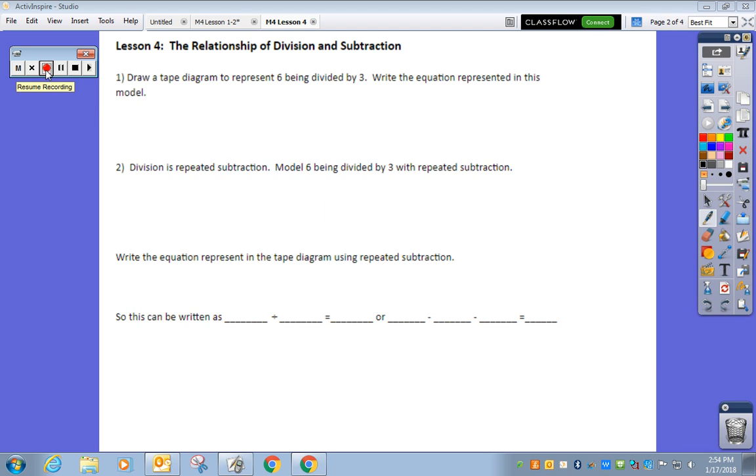Okay, so today in Lesson 4, we're going to continue looking at the relationship of different operations. And today we're looking at the relationship of division and subtraction. So part 1 here asks us to draw a tape diagram to represent 6 being divided by 3 and to write the equation represented in this model.